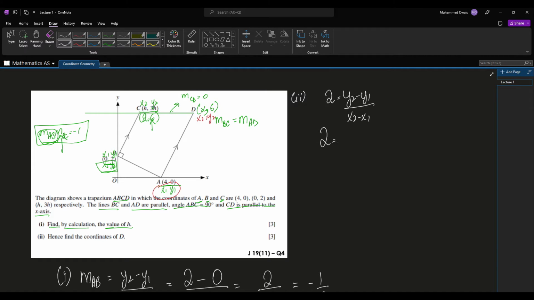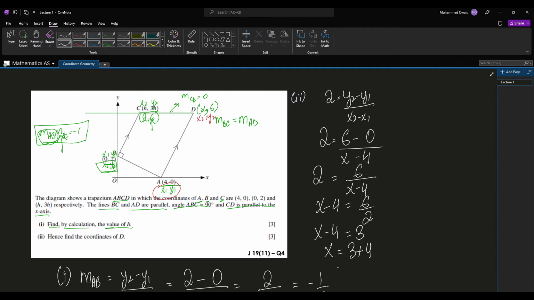So 2 is equal to y2 is 6, y1 is 0, x2 is x, x1 is 4. So this becomes 2 equals 6 over x minus 4. We can bring this x minus 4 here and 2 here. So x minus 4 is equal to 6 over 2. This becomes x minus 4 equals 3. x is equal to 3 plus 4. Therefore, x is equal to 7. So the coordinates of D are 7 and 6.